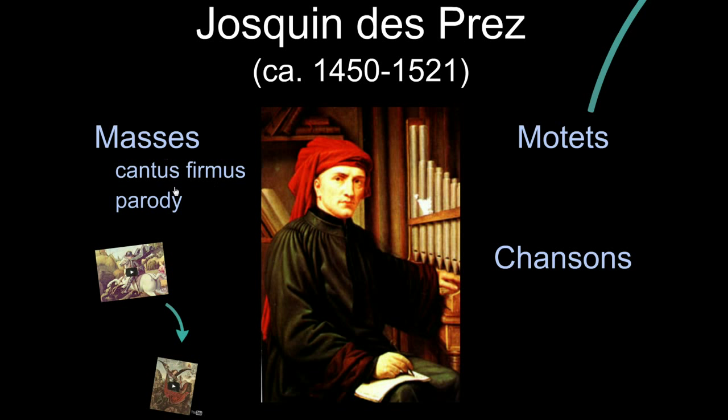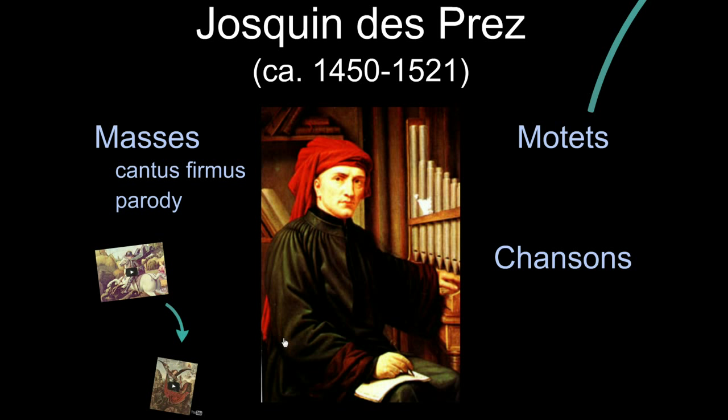So let's talk about these masses. A cantus firmus mass is when you take a pre-existing piece of music that's just one voice. You could write one on Twinkle Twinkle Little Star, for example, and then you write a mass around that. A parody mass is almost exactly the same thing, except that it is a pre-existing piece of music with two voices or more voices, could be four voices.